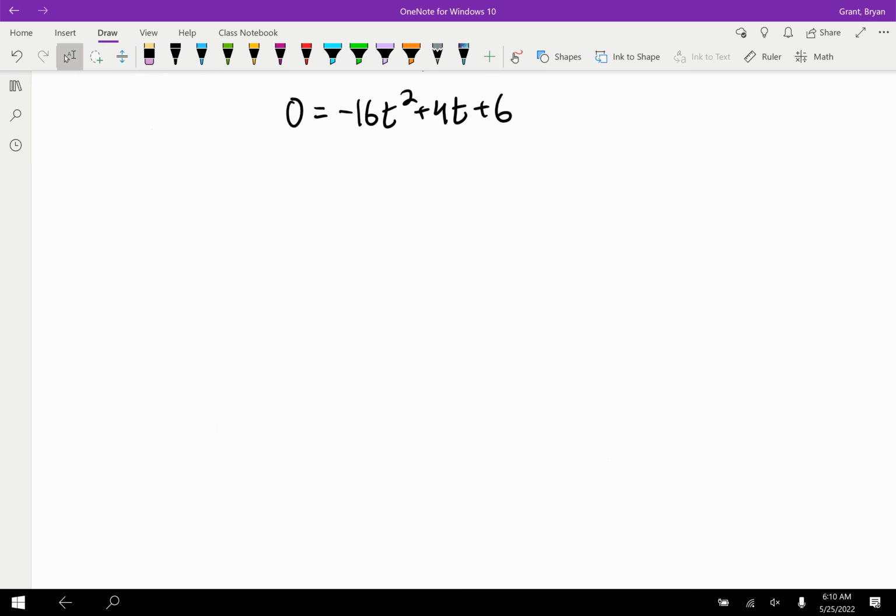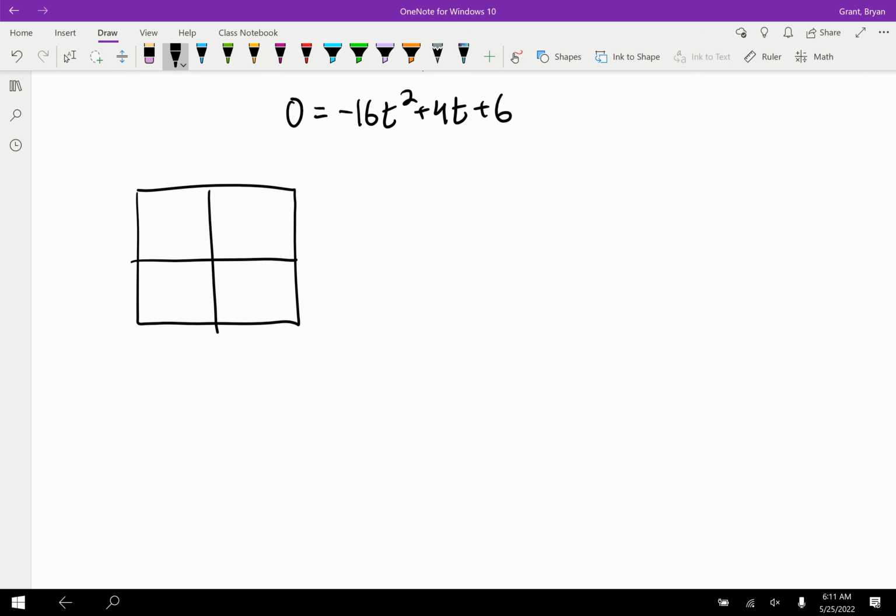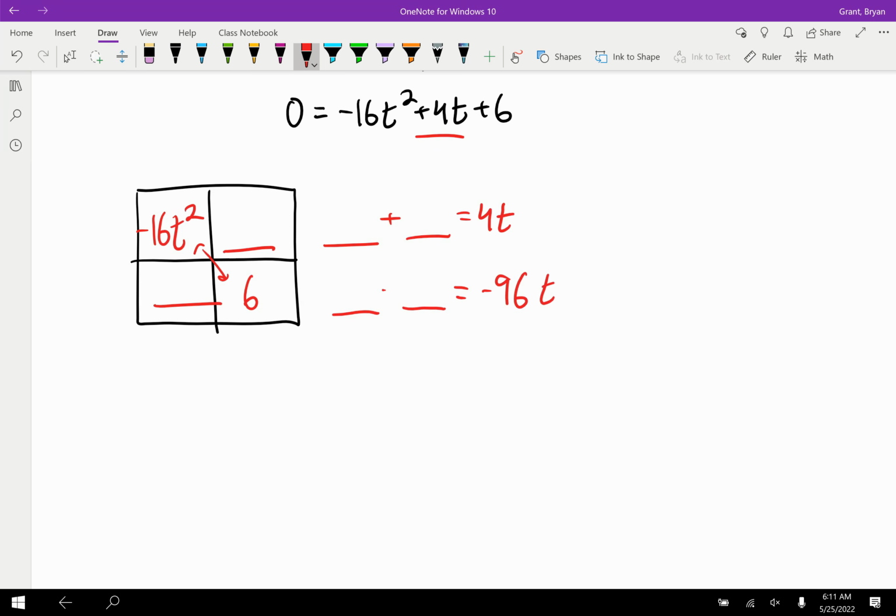Okay, so one way you could do this, I'm going to give you two different ways in just a second, but one way you could do this is just straight from the problem. We'd take negative 16t squared and 6. We know we need to break up the 4t, what plus what equals 4, and multiply the diagonals, okay? And using your calculator or some good mental math, 6 times negative 16 is negative 96 t squared. So then we need to figure out what multiplies to make negative 96 and adds to make 4. And your calculator might come in handy here.